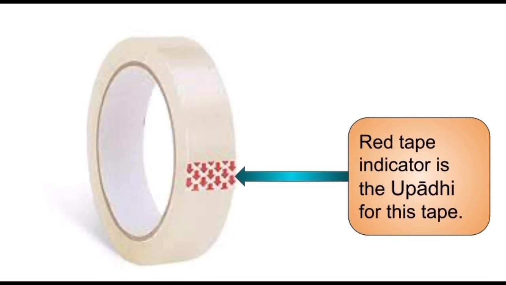Let's move on to types of Upadhi. There are two types of Upadhi. First one is Upadhi as an adjunct, and the second one is Upadhi not clinging to the object. Let's move on to the first one. Upadhi as an adjunct, that means it is attached to the object.